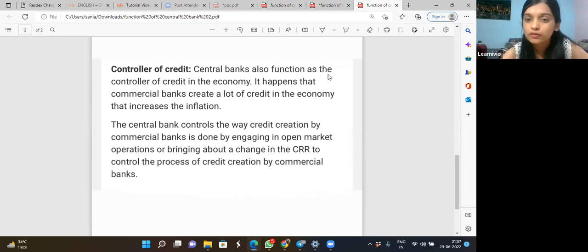So central bank also functions as the controller of credit in the economy. It happens that commercial banks create a lot of credit in the economy that increases inflation. See what happened. There are two situations.